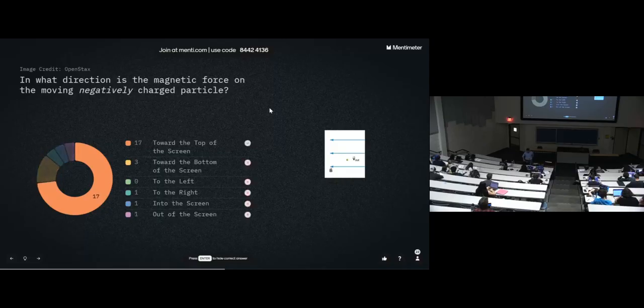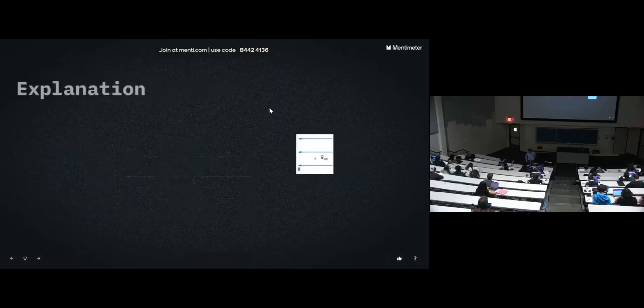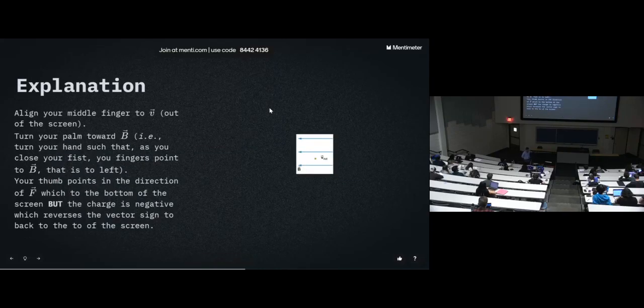All right. Correct one here is toward the top of the screen. We can rule out in or out of the screen or left and right based on the directions of the velocity and magnetic field. And you get the top based on V cross B being down, but the negative flipping our sign over, going back up.